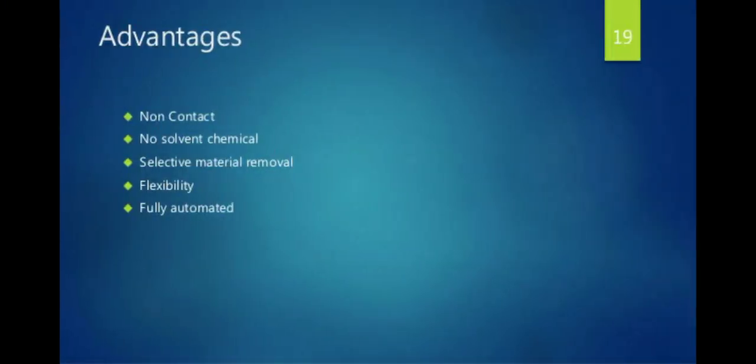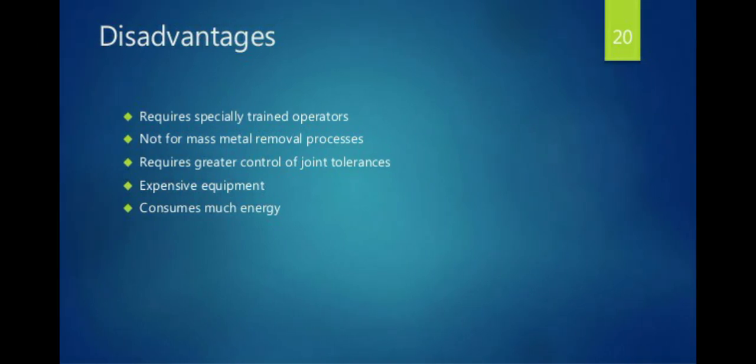The advantages: non-contact material can be machined, no solvent chemicals are needed, and selective metal removal can also be done. The flexibility is good and it is fully automated. Next, disadvantages: it requires specially trained operators and is not for mass metal removal.